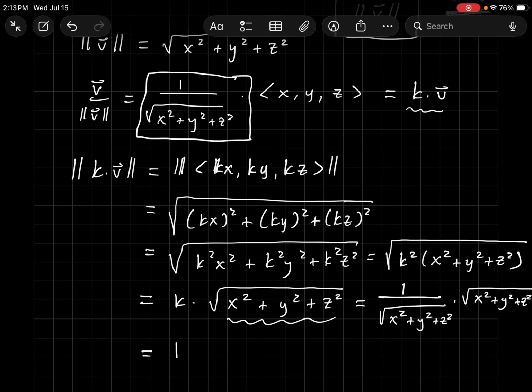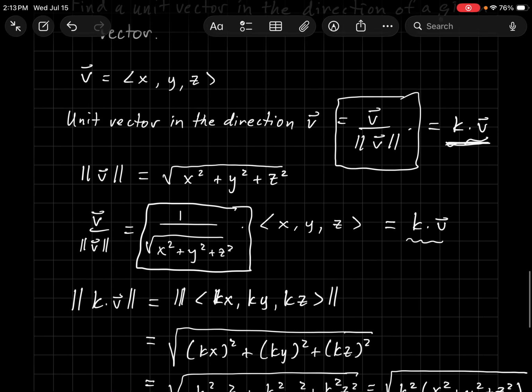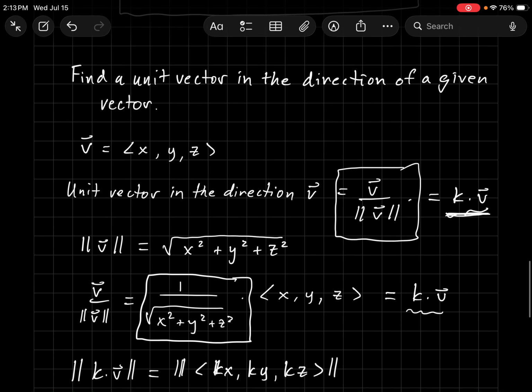So we will be doing some proofs in this class. Many other proofs will involve vector and vector notation, so I want to get you used to doing some of these things. But the big thing out of this last part is that you remember this: the unit vector in the direction of v is given by v over the magnitude of v.